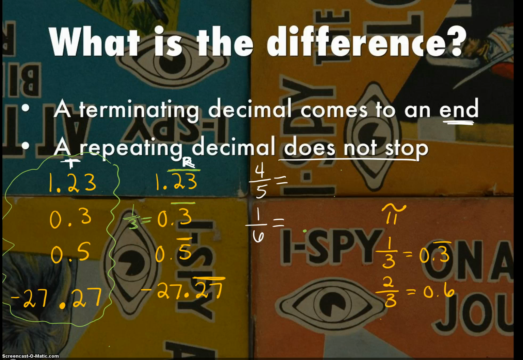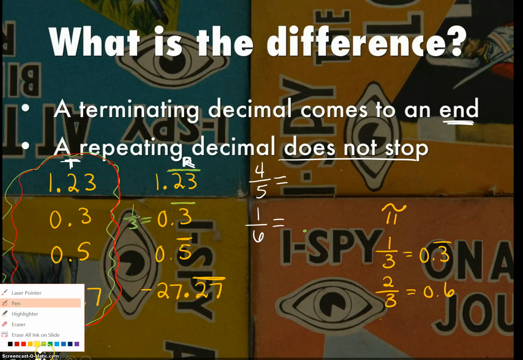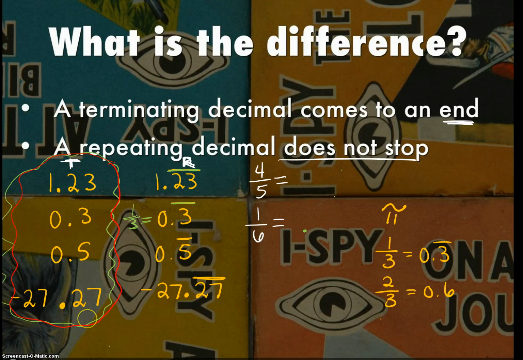Before determining if a decimal is terminating or repeating, you have to know that a terminating decimal comes to an end. They stop, they do not go on forever. So examples of a terminating decimal are over here on the very far left side. So 1 and 23/100ths is terminating, 3/10ths is terminating, 5/10ths is terminating, and negative 27 and 27/100ths is terminating.